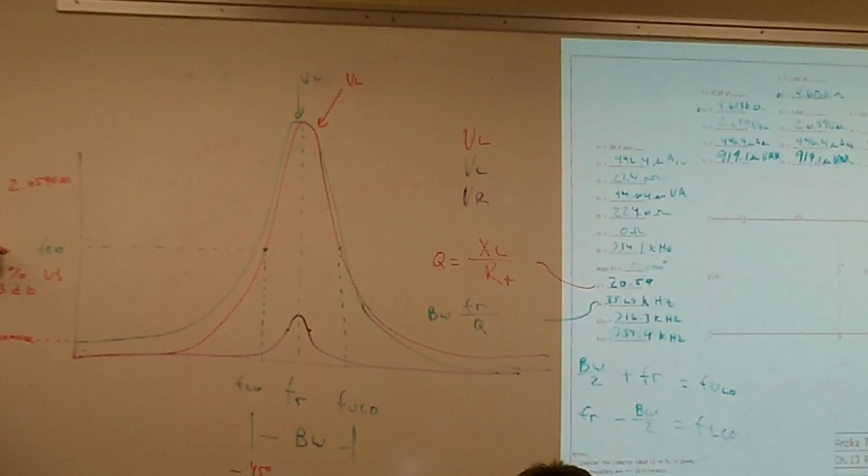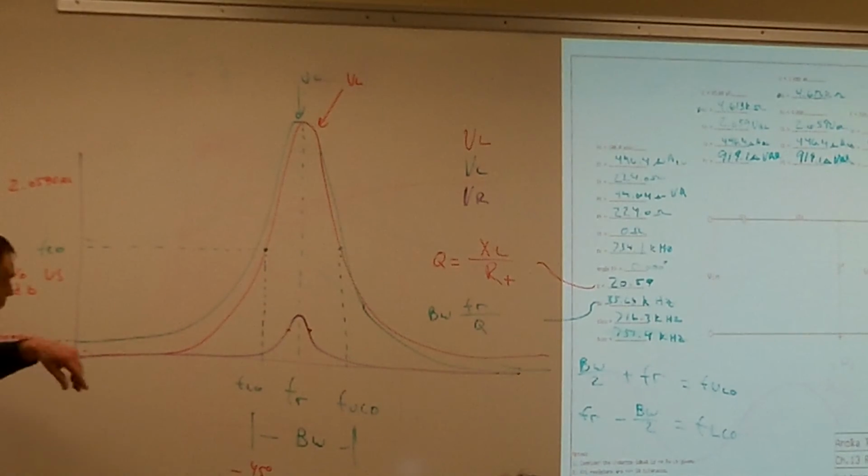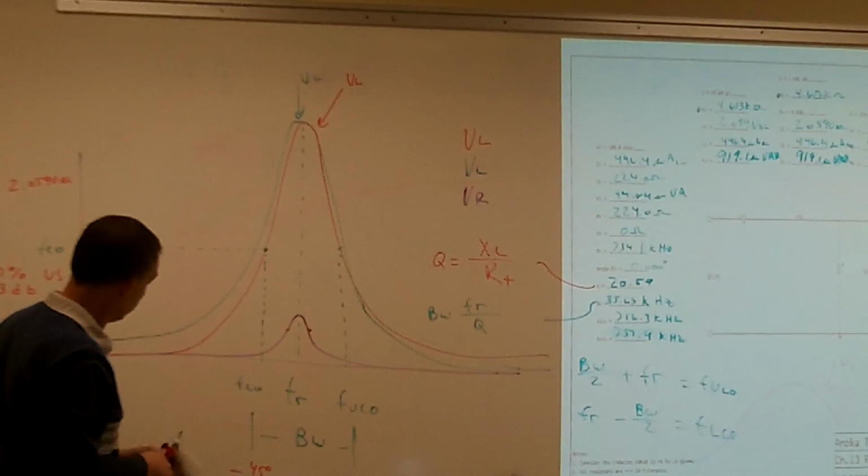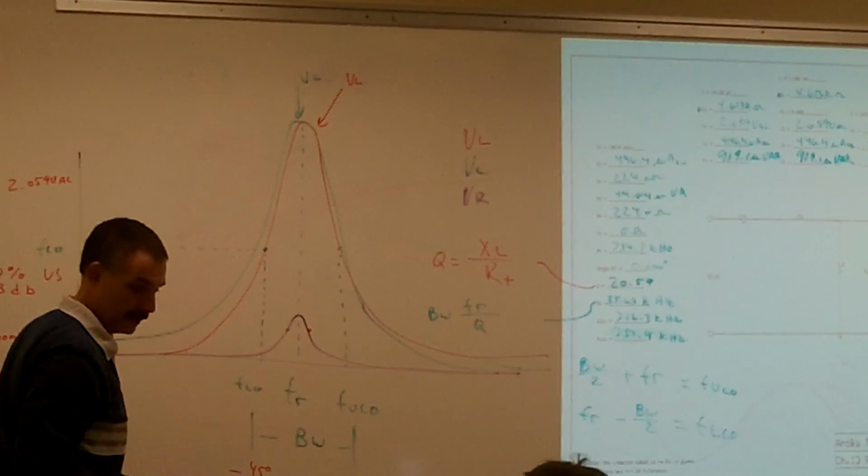They're going to be at 70.7% of my voltage source. It's going to be a 3 dB cut. And that's going to be my upper and lower frequency cutoff, so it's my resonating frequency.